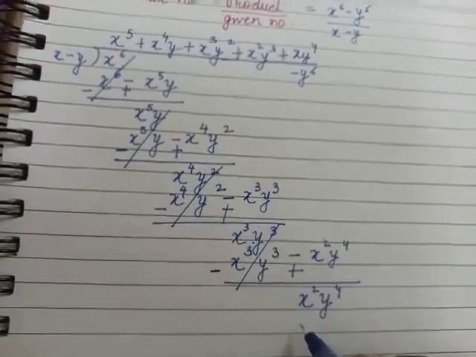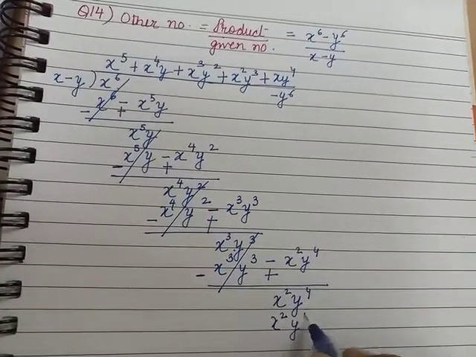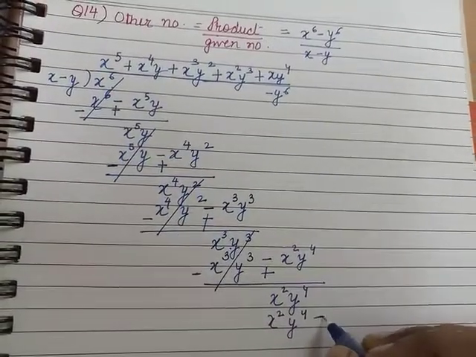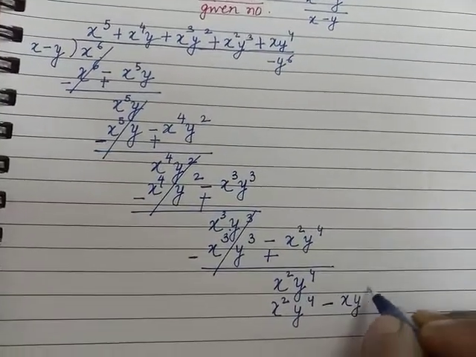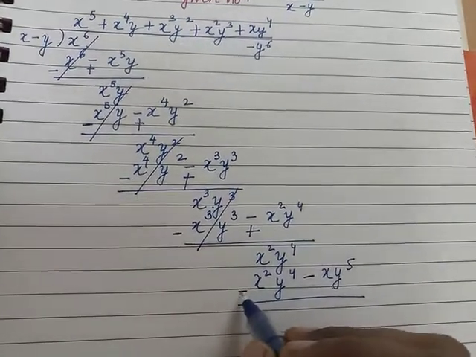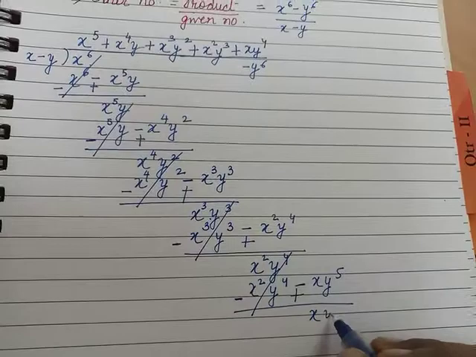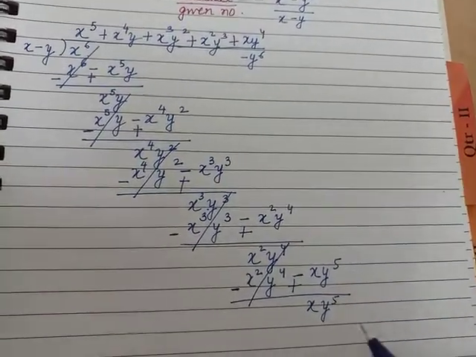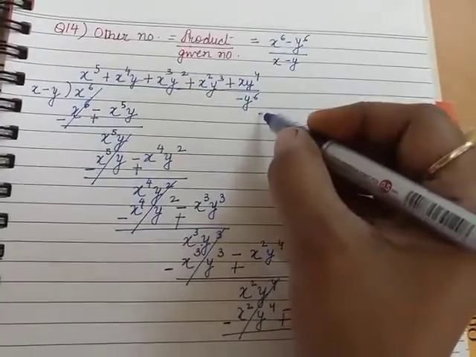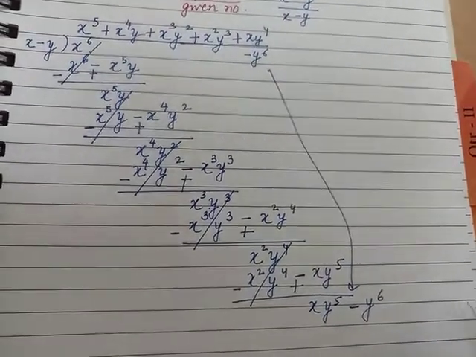So what we get here? x square y to the power 4. When we multiply with the second term, you will get minus x y to the power 5. So on subtracting again, the sign changes. This gets eliminated. We have x y to the power 5. After y to the power 5, we'll get y to the power 6. So we copy it down here and I write minus y to the power 6.